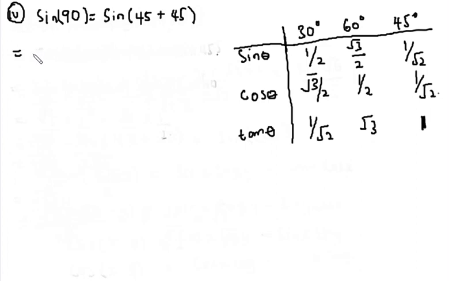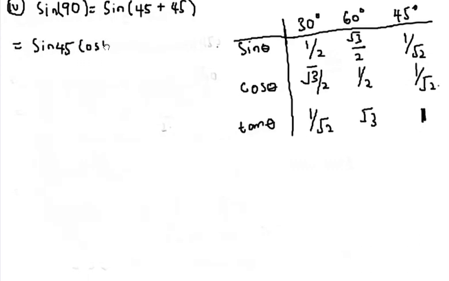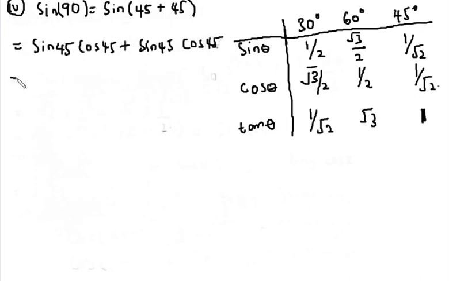We get sine 45 cos 45 plus sine 45 cos 45. Okay, so this would look like equal to 1 over root 2, that's the value of sine 45, times 1 over root 2 for cos 45. So we have plus 1 over root 2 for sine 45 times 1 over root 2 for cos 45.